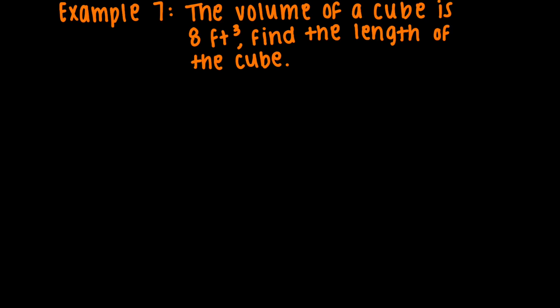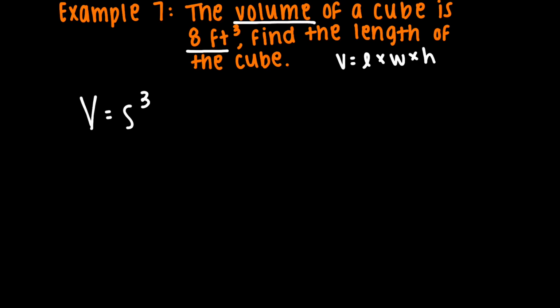So I didn't give you any measurements here because I'm wanting you to use a formula, volume equals side cubed. Now I could use volume equals length times width times height, but I don't know any of those, so it's going to make it really difficult. It could be any combination of numbers. But here, since it is a cube, I know it's side cubed, so I'm going to fill in what I know. I tell you the volume is 8 feet cubed, so this V is going to be replaced with 8.